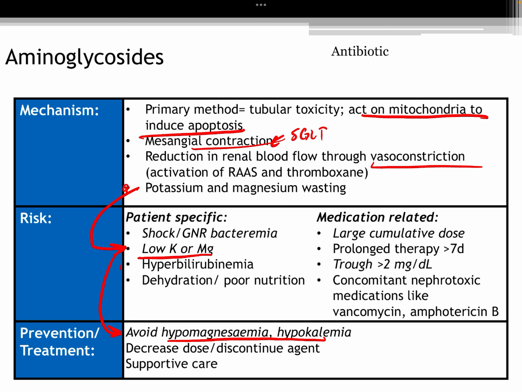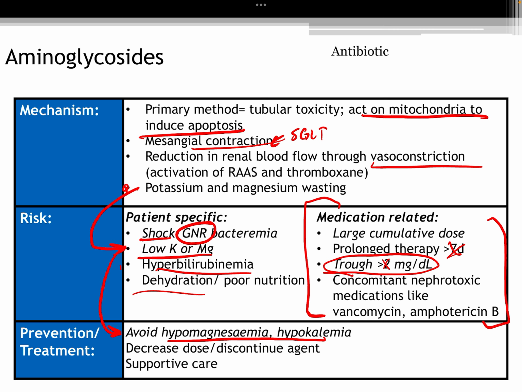As far as other risk factors, gram-negative bacteremia and shock are risk factors, especially the shock, and that makes sense since shock is a risk factor for AKIs, period. Hyperbilirubinemia, so high bilirubin, and dehydration and poor nutrition. There are some medication-related ones. You can see that these are mostly dose-related or using concomitant nephrotoxins. You have a trough level of greater than 2, prolonged therapy of greater than 7 days, and a large cumulative dose. You do not need to know the specific trough level or the specific number of days.